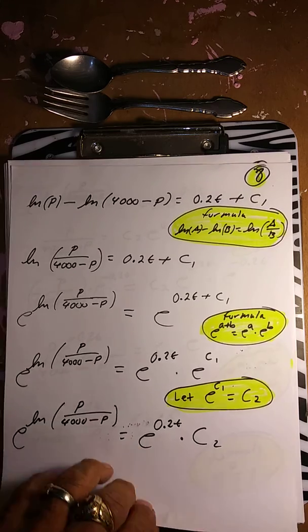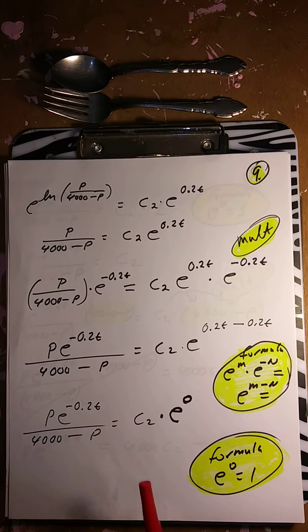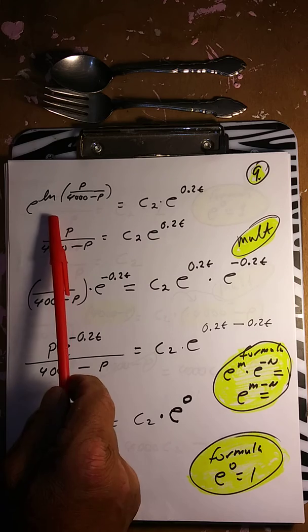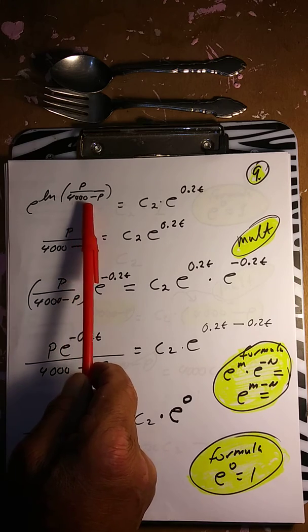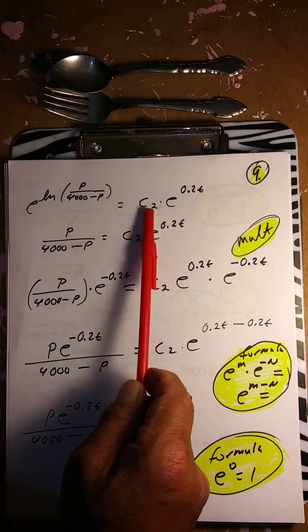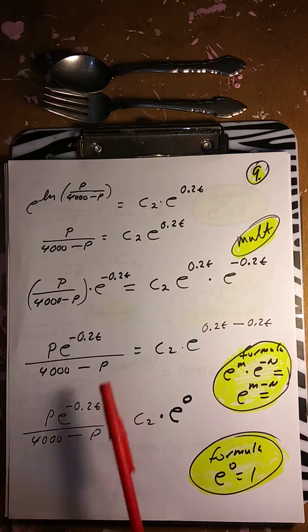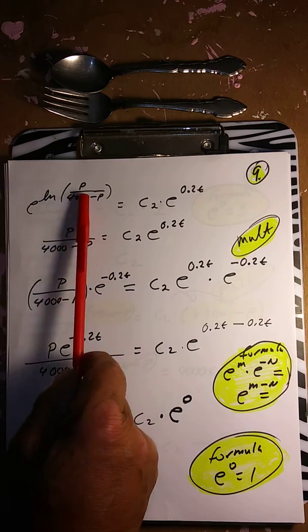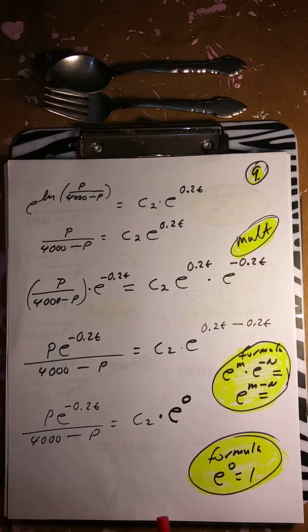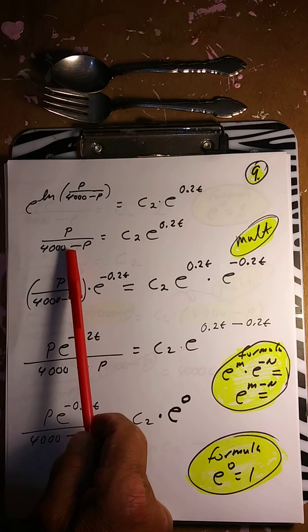Now, what we're going to do is let's rewrite this as e to the log natural of p over 4,000 minus p in there equals c2 times this. And e to the log of this is just this right here. There's a formula for this, from college algebra land. So e to the log of that is just this.